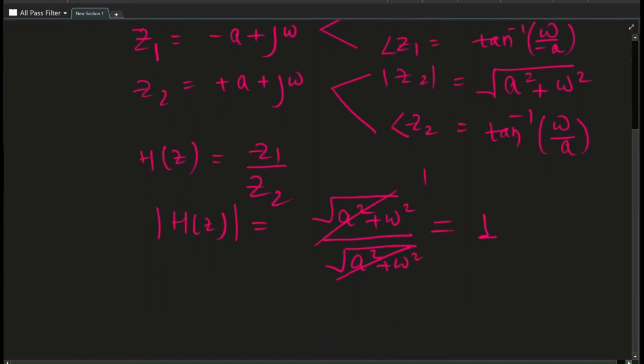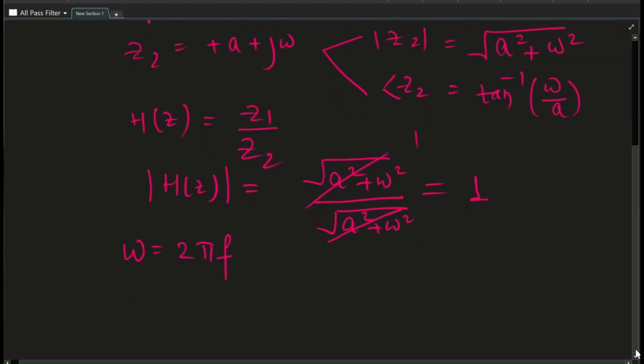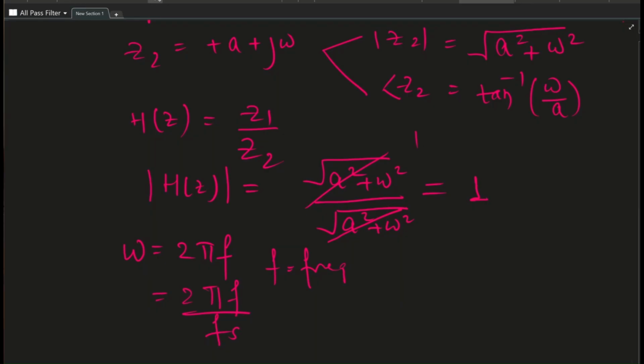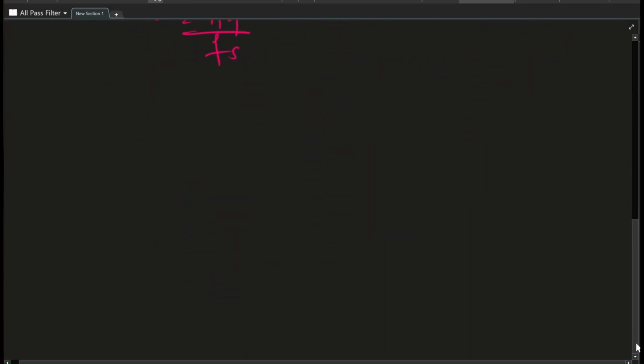So where is this frequency coming from? This omega is nothing but 2 pi f in signal processing terms, and this is where the frequency part is coming from. So this f is nothing but the frequency of the signal, and if we are in the digital domain, this will be written as frequency by sampling frequency. So our filter should have this kind of a structure. It's very clear.